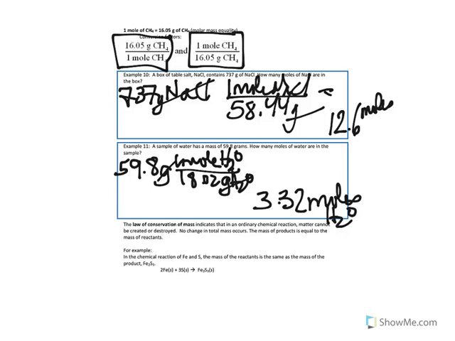Now, the law of conservation of mass says that in a regular ordinary chemical reaction, matter cannot be created or destroyed, meaning there is no change in total mass from the left-hand side of the equation to the right-hand side of the equation. The mass of the products is equal to the mass of the reactants. Just like when we were balancing equations in a previous chapter, you must also have balanced mass. For example, in the chemical reaction of iron and sulfur, the mass of the reactants is the same as the mass of the product, Fe2S3.